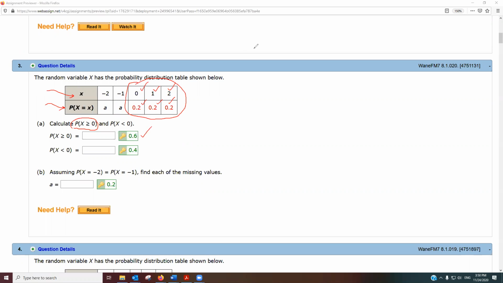What about the probability that x is less than 0? Less than 0 really means they want me to find these probabilities for x equal -1, -2. But I don't know what a is. But I can make use of the fact that the sum of the probabilities must add up to 1.